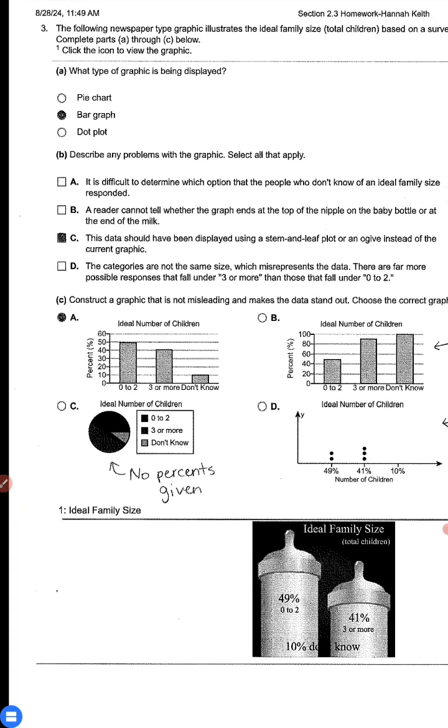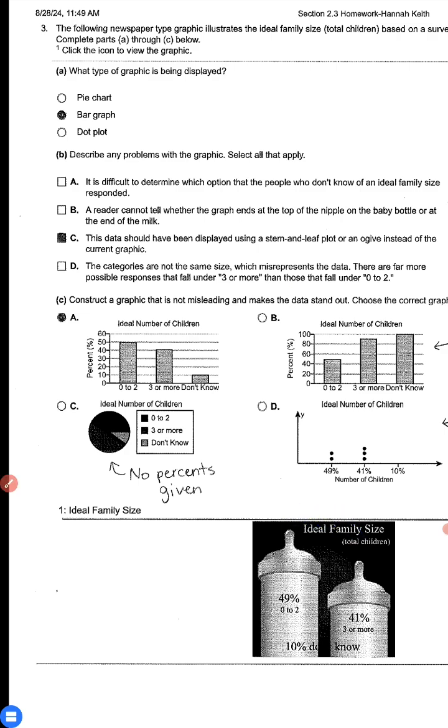The problem with this pie chart is that it doesn't give me any percents. I can kind of guess. It looks like this bottom category down here is roughly 50%, but because they don't tell me, I kind of have to guess. That's not a good graph.